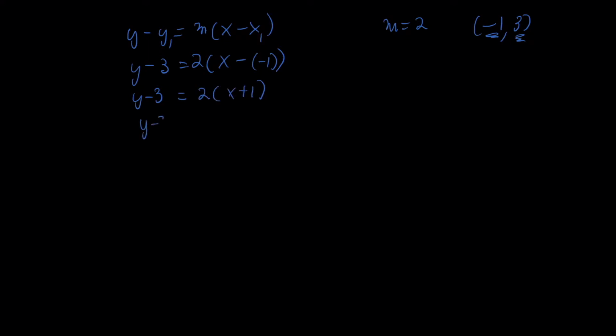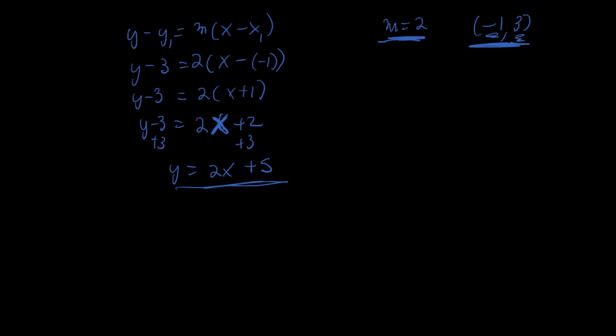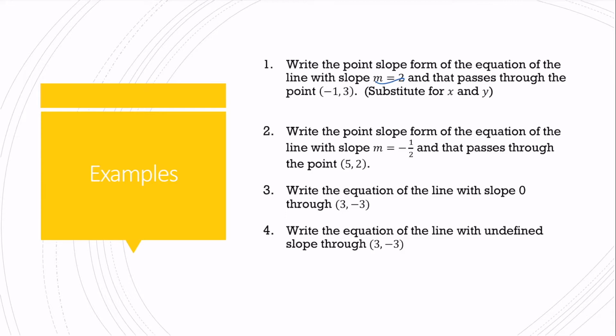And then I can go ahead and distribute. That was supposed to be an x. 2x plus 2. I add 3 to both sides. Now I have the slope-intercept form of my equation. y equals 2x plus 5. Okay? So given the slope and any point on that line, I can find the equation for that line. Let's work through another example.